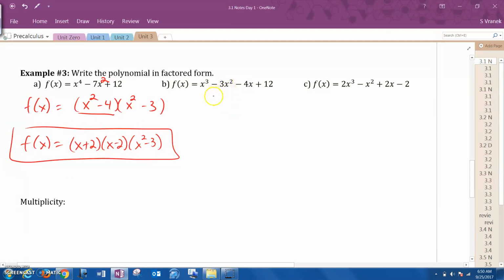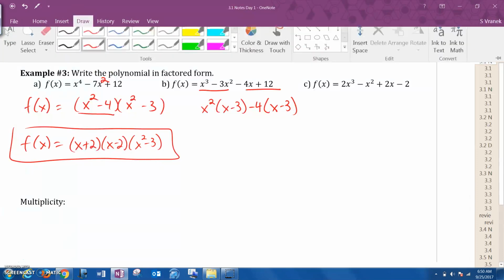This one here, remember when there are 4 pieces and it's a cubic, we try to do grouping, which means take what you can out of the first grouping and the second grouping. So first grouping, I can take an x squared out, and I'm left with an x minus 3. The second grouping, I can take a -4 out. Always take the negative out, and then you get x minus 3.